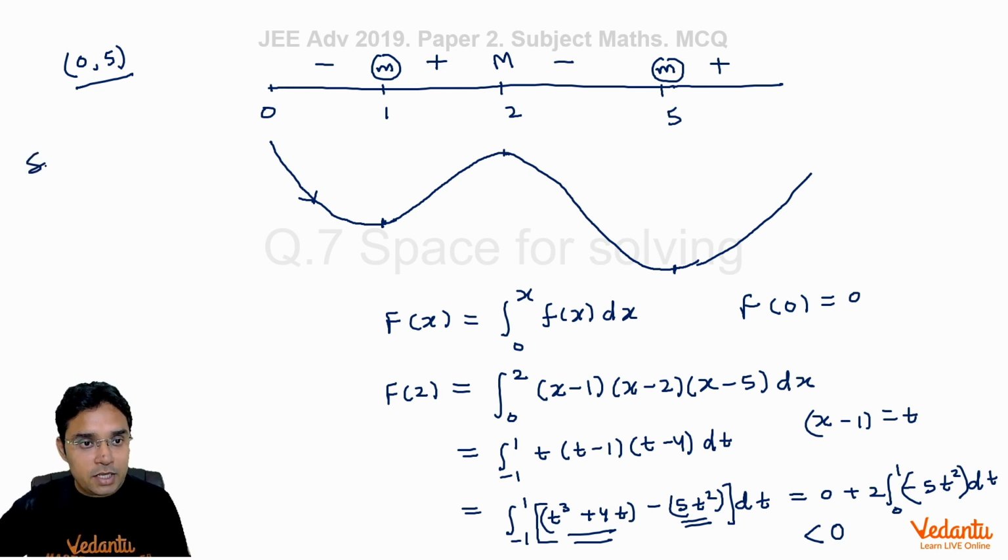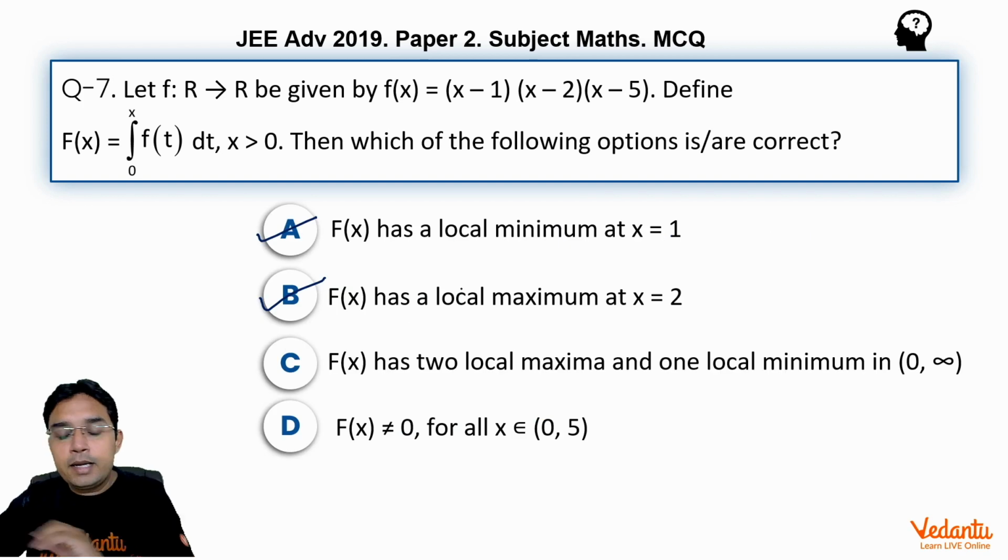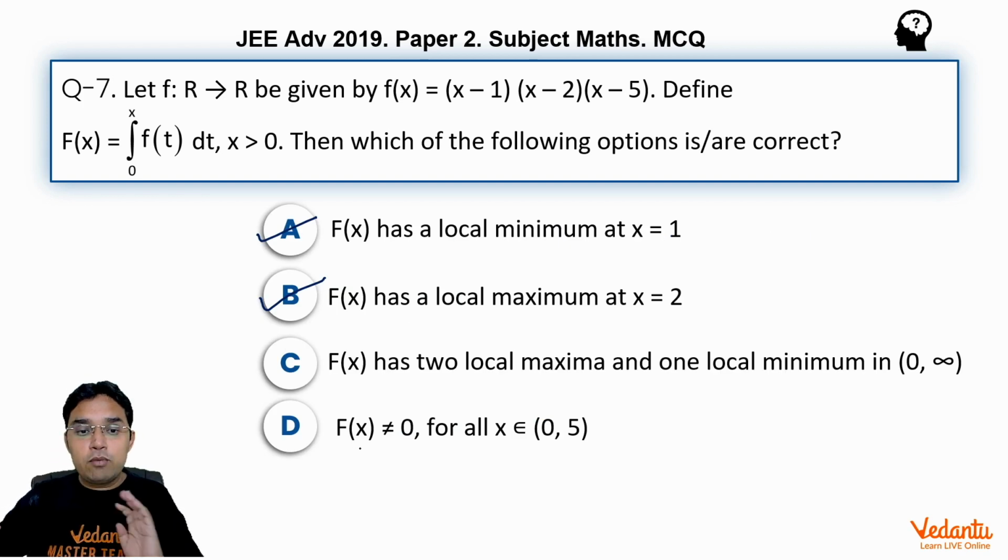So I can now say that this F(x), not small f, it is actually capital F, will not be equal to 0 for any x that belongs to (0, 5). I think this is what they are asking. Let us again read that option. So F(x) is not equal to 0 for all x belongs to (0, 5). So D is also correct option.